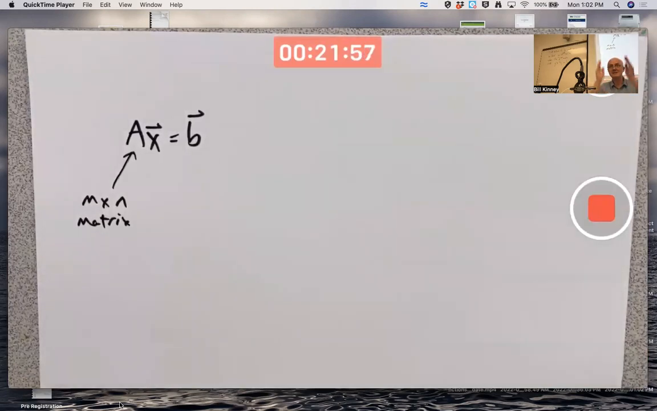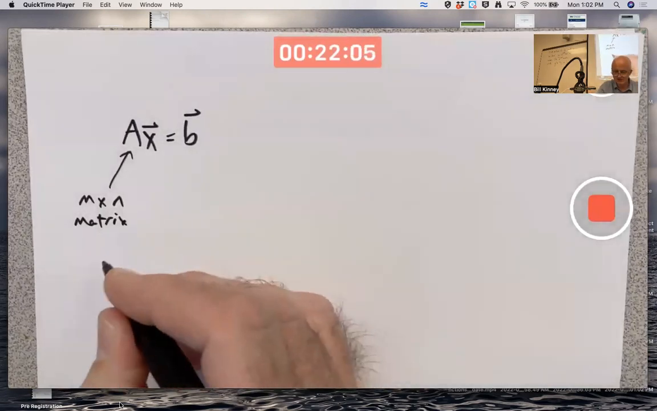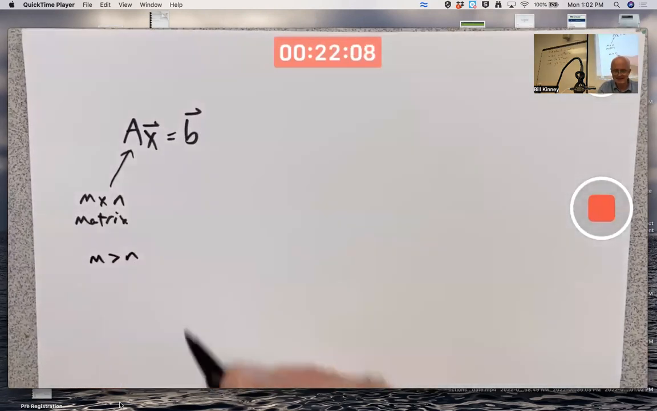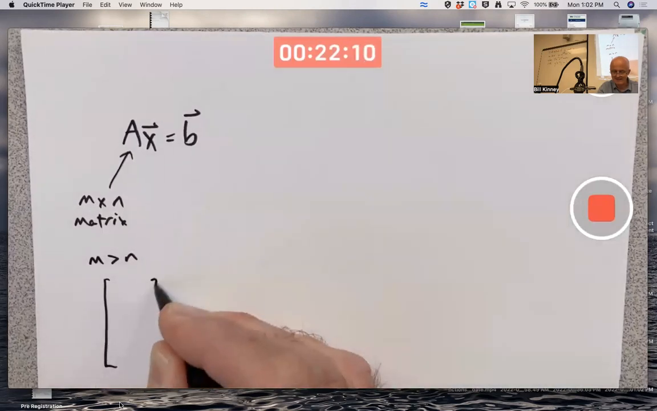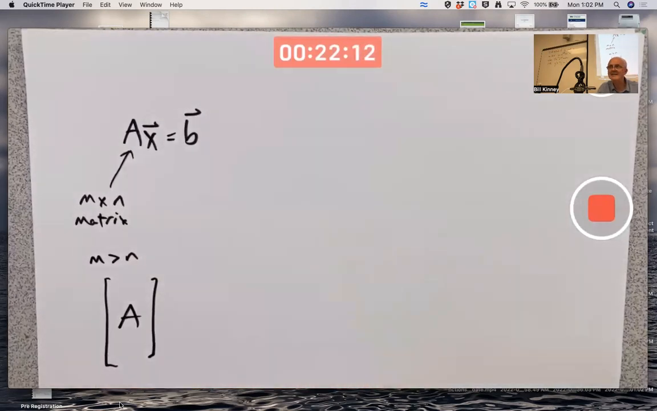If m is bigger than n, m rows, n columns, then it's a tall and skinny matrix. More equations than unknowns. Think conceptually here in your mind with me. You can even draw a little picture if you like. If m is bigger than n, it's like a tall and skinny matrix for A. You could draw it like that.